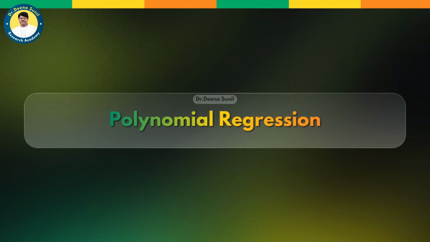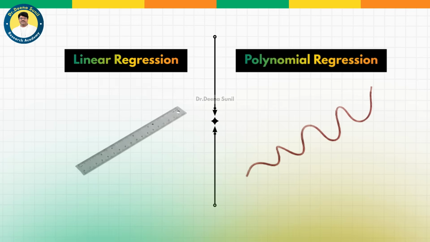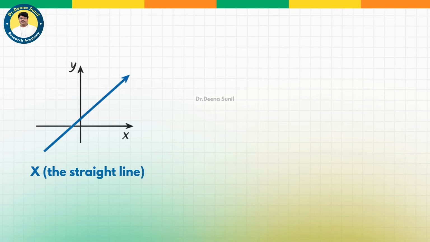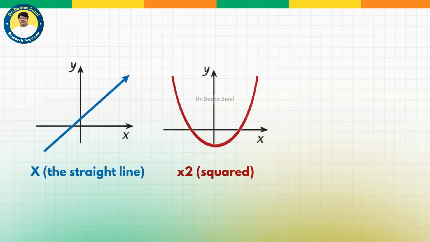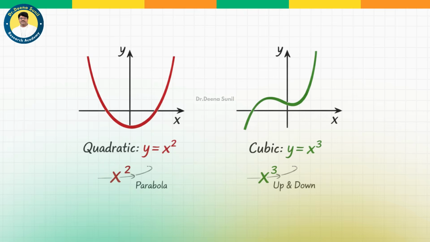This is where polynomial regression comes in to save the day. Polynomial regression, the curve. If linear regression is a rigid steel ruler, polynomial regression is a flexible piece of wire. You can bend it to fit the shape of your data. Instead of just using x, a straight line, we add powers to the equation like x squared or x cubed. X squared gives us a curve, a parabola, perfect for the medicine example. X cubed allows the line to go up, then down, then up again. The computer is now calculating the curve that follows the data points much more naturally.